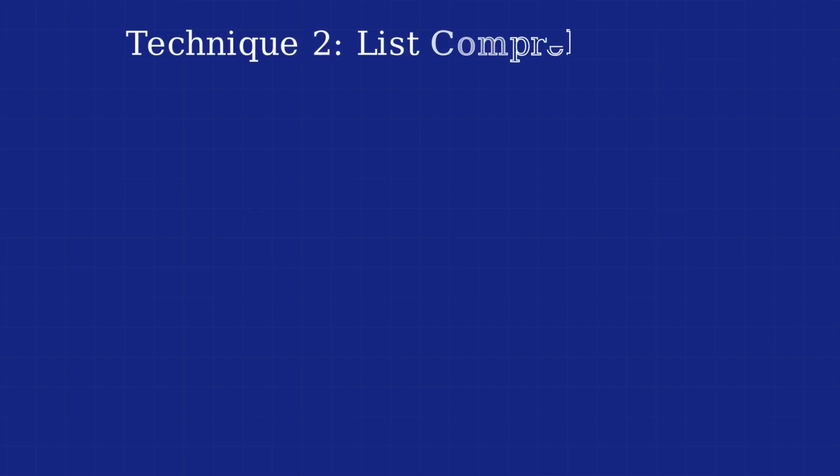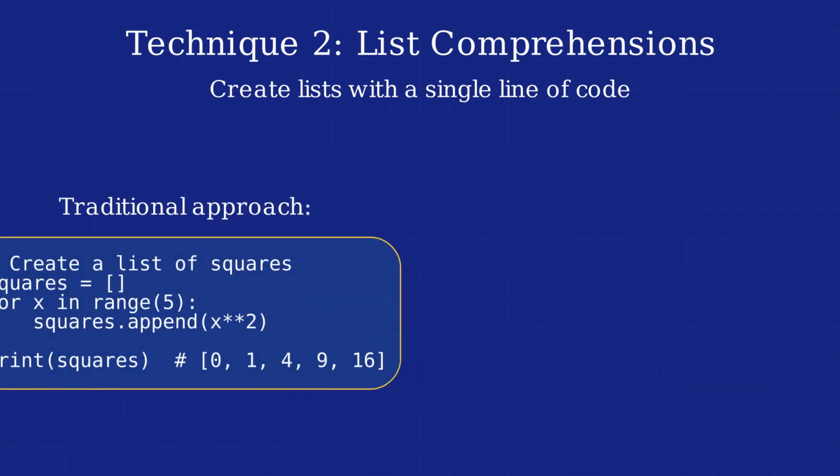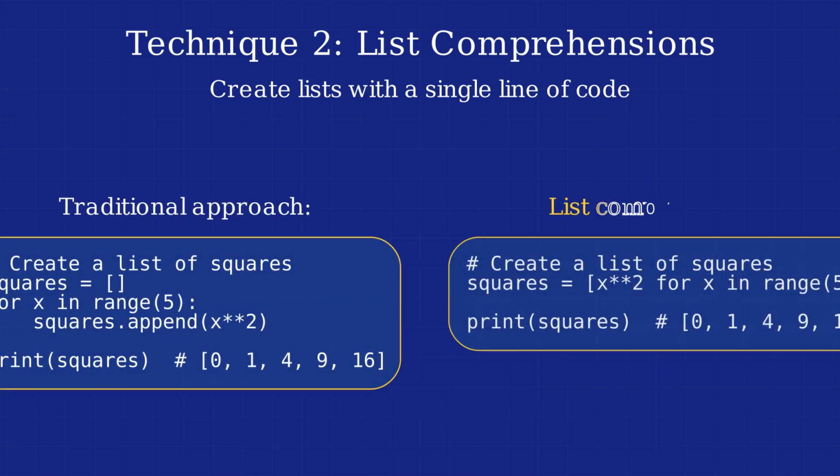List comprehensions are a concise way to create lists using for loops in a single line. Let's compare the traditional approach with list comprehensions. With list comprehensions, we can condense this code into a single line, making it more readable and efficient. A list comprehension consists of an expression followed by a for clause. The expression defines what will go into each element of the new list.